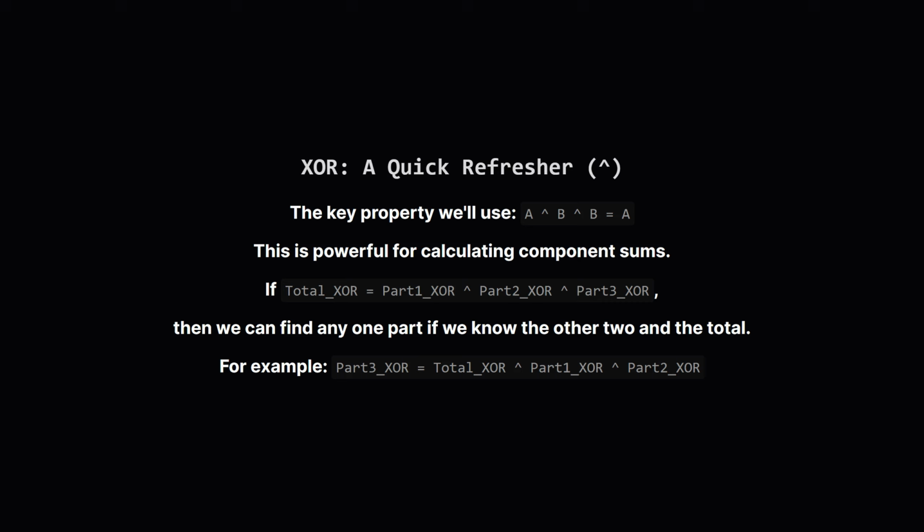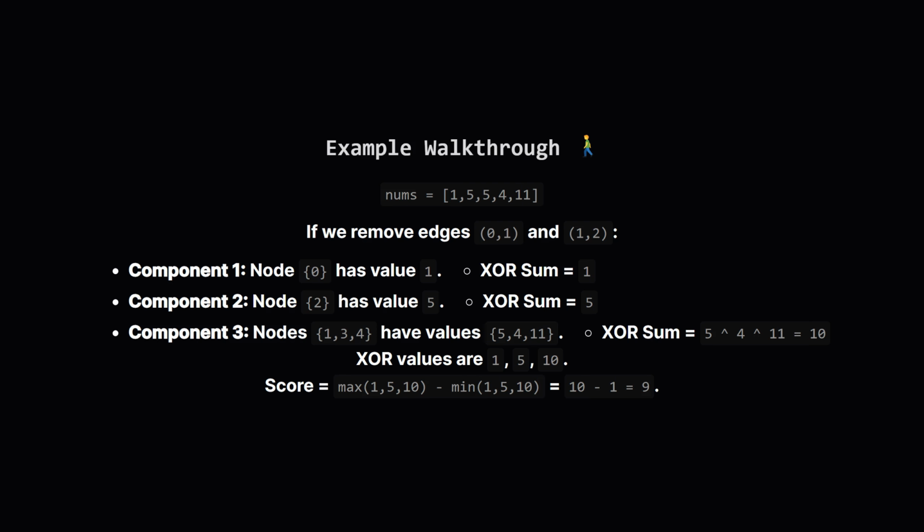Before we dive into the code, let's quickly remember a super useful property of the XOR operation. If you XOR a number with something, and then XOR it with that same something again, you get the original number back. This is a fantastic shortcut. If we know the total XOR sum of the entire tree, and we figure out the XOR sums for 2 of our 3 pieces, we don't need to recalculate the third one. We can find it instantly just by XORing the total with the 2 parts we already know. This will save us a lot of work.